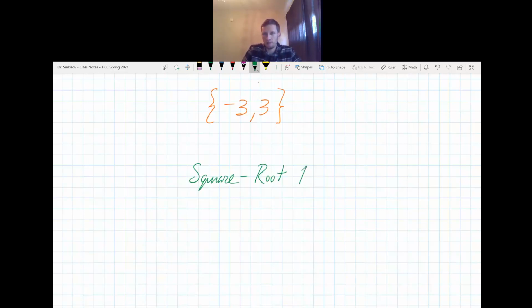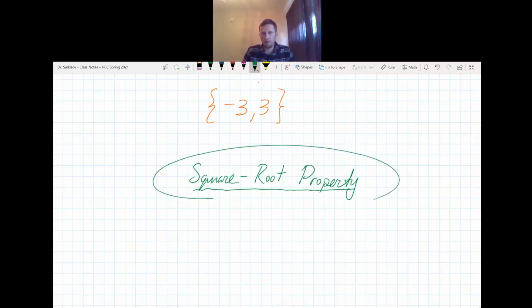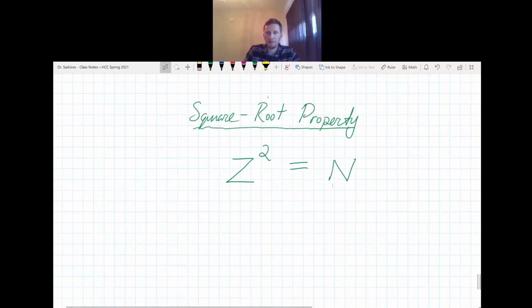But the square root property, sometimes you'll see exactly these words. It basically says the following. Again, most of you probably don't need this name to understand what I'm saying here. Watch. If a number, call it z, is squared, z times z, and it's equal to some other number, like n, N for number, then what do we know? What does this even mean? Then you know what z is.